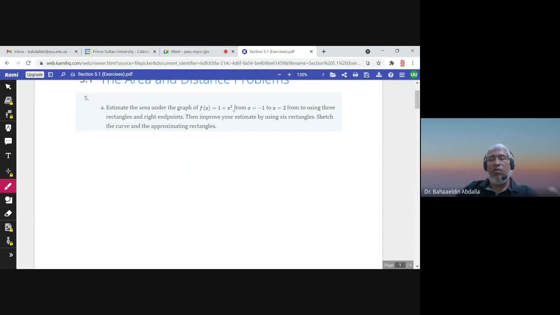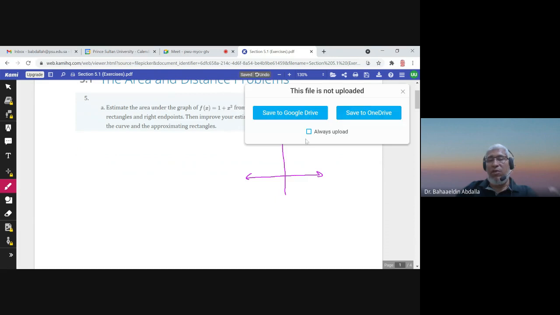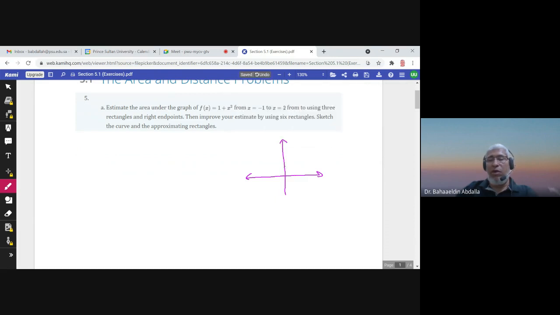This is the graph of a parabola, x squared plus 1, so the parabola will go 1 unit up. If you replace x by 0, you will have 1, okay? And if you put x equals 1, you will have 2. And the graph would be like this, okay? At negative 1, it is also 2. So he needs from negative 1 to 2, so negative 1, 0, 1, and 2.